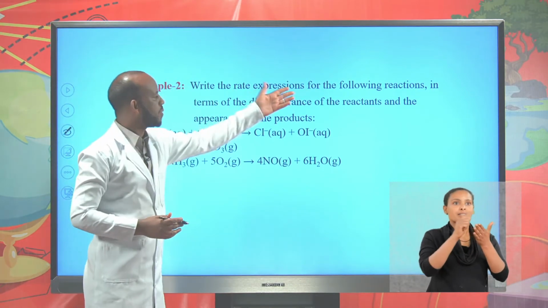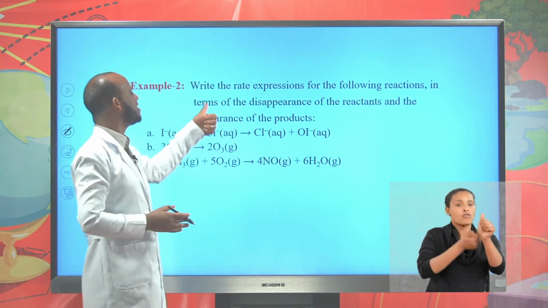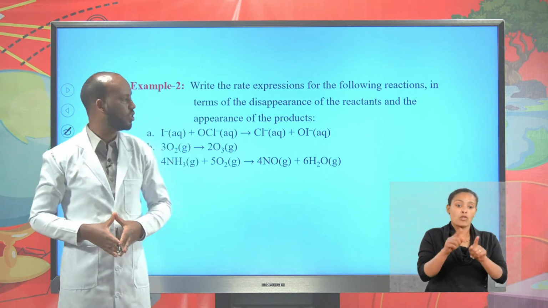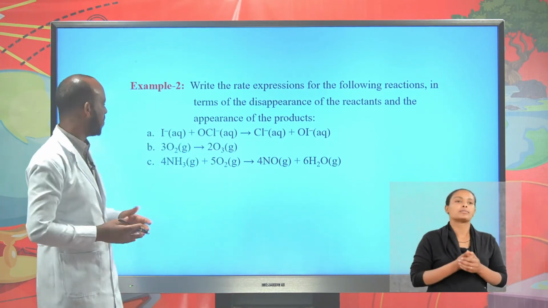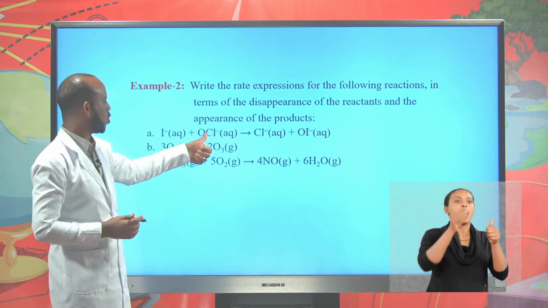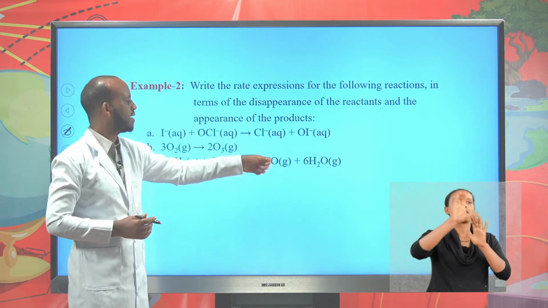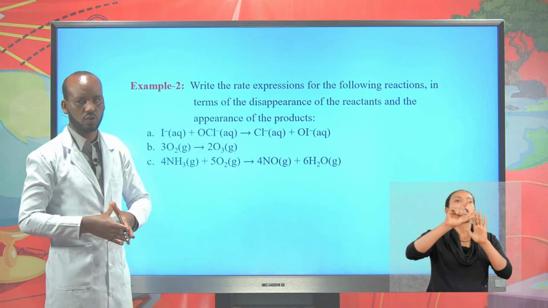Example 2. Write the rate expressions for the following reactions in terms of disappearance of the reactants and the appearance of the products. I minus plus OCl minus gives Cl minus plus OI minus.